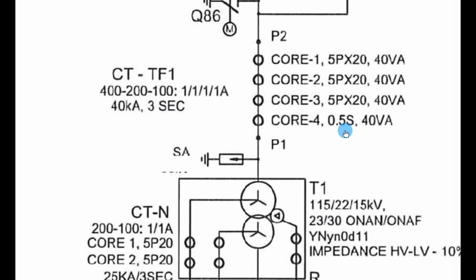Now we see the CT ratio: 400, 200, 100 by 1A. This tells us that we can select any one of these 3 CT ratios. That is, we can select 400 by 1 or 200 by 1 or 100 by 1. Any one we can select among these 3. This CT selection mainly depends on the full load current of this transformer.